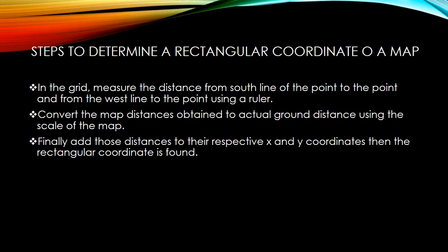Once you have identified the coordinates of the grid, you measure the distance from the point to the x line and the y line using a ruler. When you are done with the measurement, you convert the map distance into actual ground distance using the scale of the map, and then you finally add those distances to their respective x and y coordinates, and the rectangular coordinate of the particular point is found.